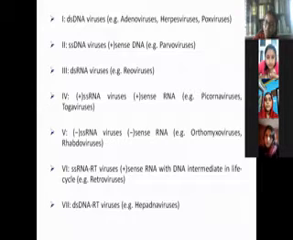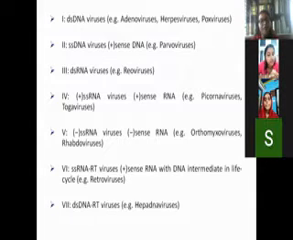And group 6 includes single-stranded positive sense RNA viruses which use the reverse transcriptase enzyme. Here comes the retrovirus. That is, group 6 includes the retrovirus. And group 7 includes double-stranded DNA viruses with reverse transcriptase enzyme. So this is according to one classification.